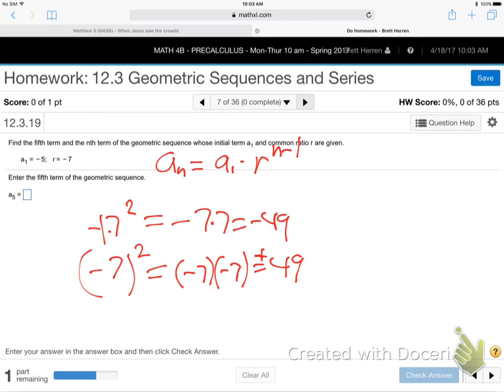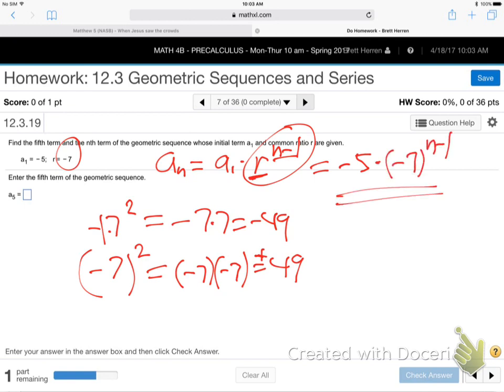Well, how do you know which one we want here? Well, what does this formula say? It says R, whatever R is, to the n minus 1 power. What is R? Minus 7. That means the whole R, the entire R. So that means you got to put it in parentheses, right? That means it's A1 negative 5. We don't need parentheses on that because there's no power. Times minus 7 to the n minus 1. That's the correct formula. It's wrong to write it like this. That's not right. No.